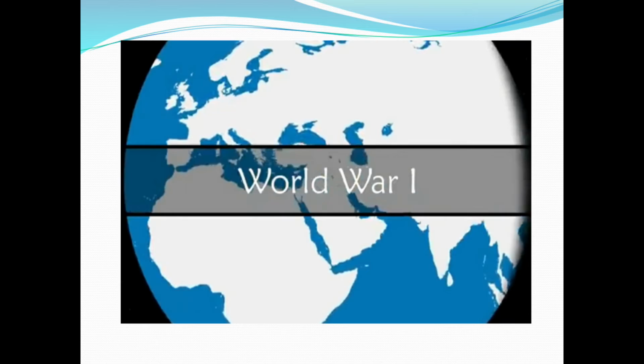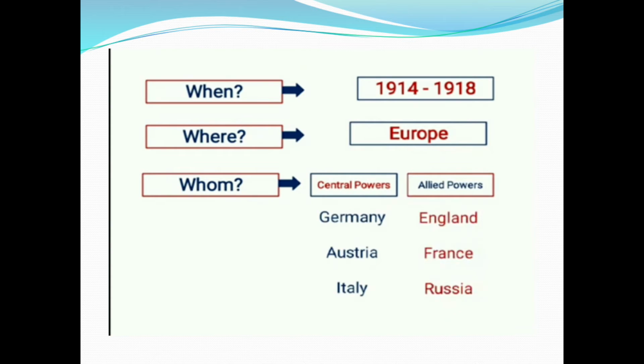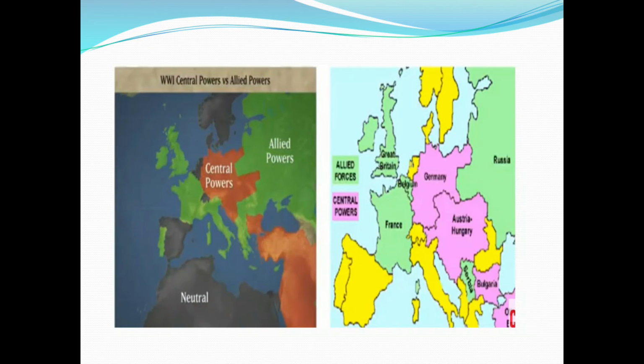As we go ahead, let us see a few questions about when the war was held. The first question's answer is this war was fought between 1914 to 1918. The area was Europe, and this war was fought between the Central Powers and the Allied Powers. Let us learn about the Central and the Allied Powers.